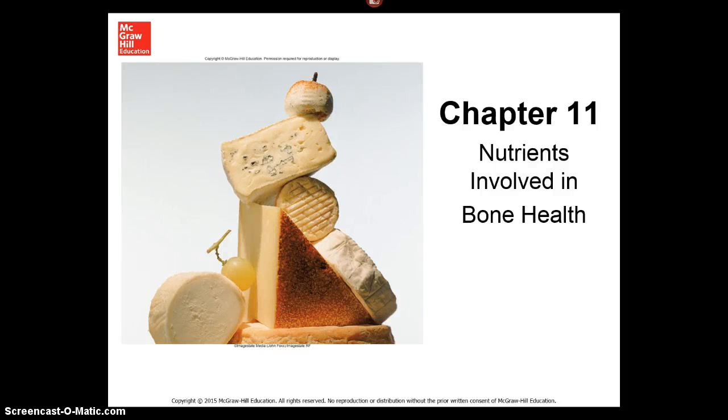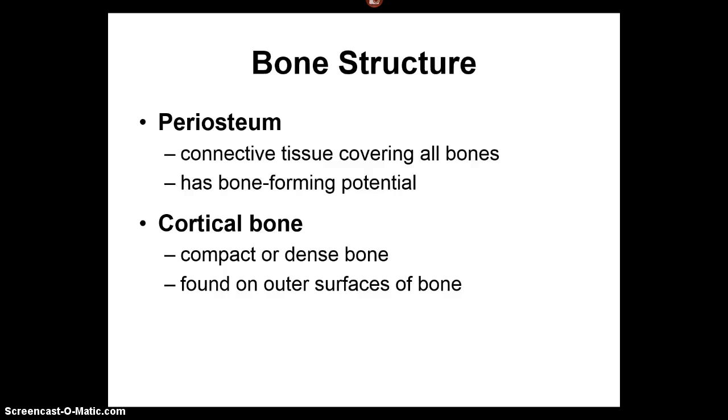Chapter 11 will be covering nutrients involved in bone health. And in order to do that, I'd like to talk a little bit about bone structure. There's four parts of the bone structure that I would like for you to be familiar with. And the first is the periosteum, and this is connective tissue that covers all the bones, and it does have the ability to form bone. So it's kind of like an outer layer coating.